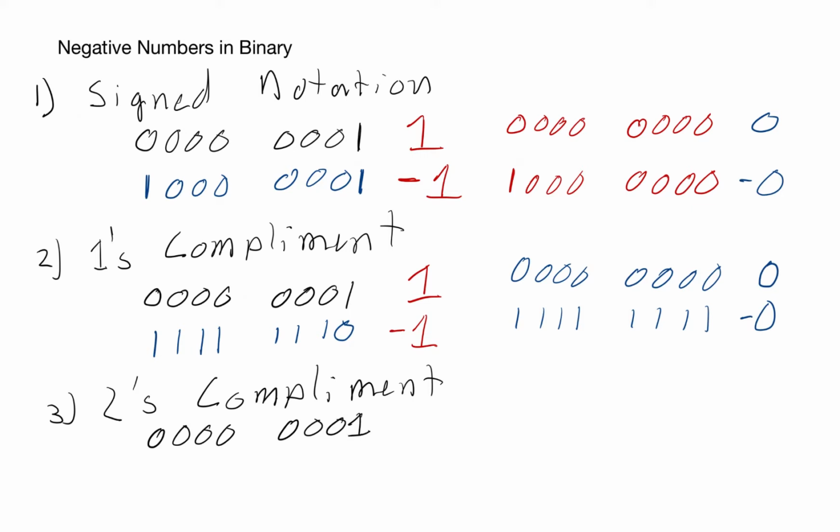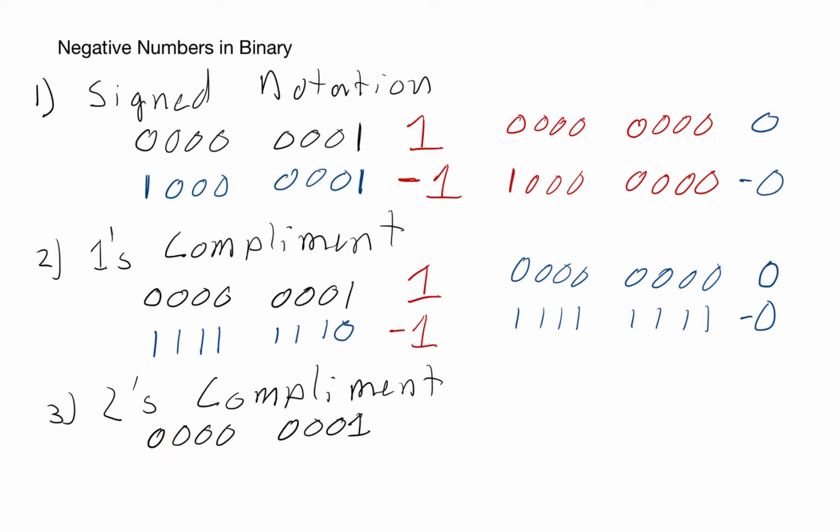And by the way, with all three of these systems, the most significant bit is going to tell you whether you have a positive number or a negative. If the most significant bit is a 0, then you have a positive number. And if it's a 1, then you have a negative number. So this is positive 1.